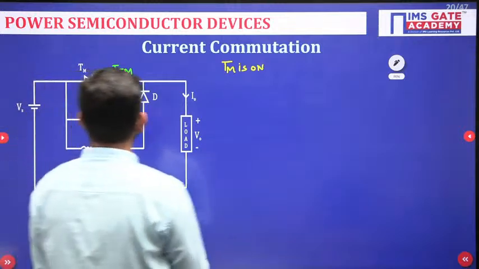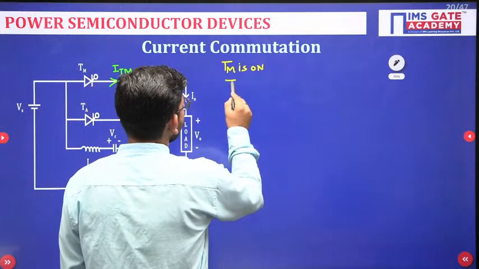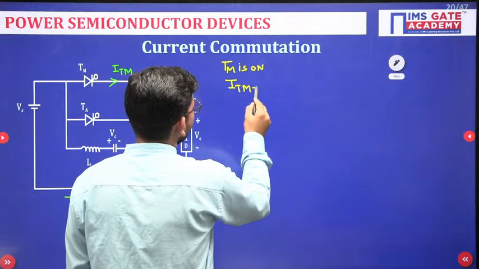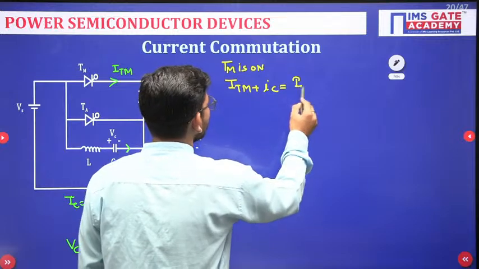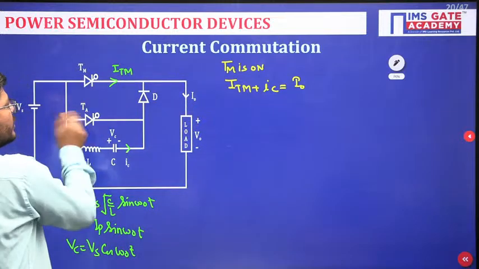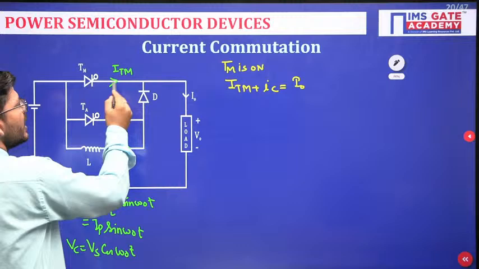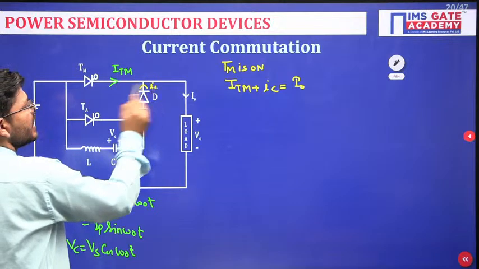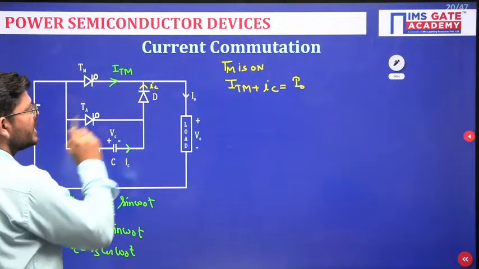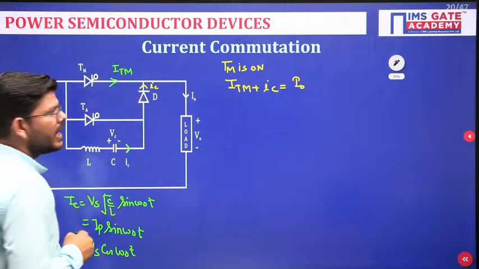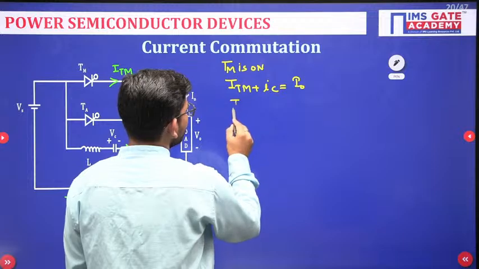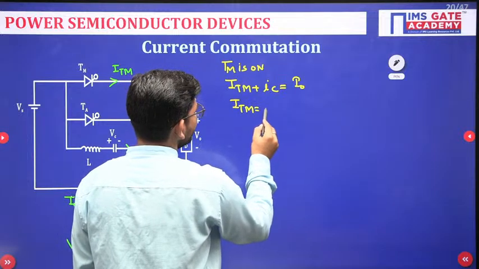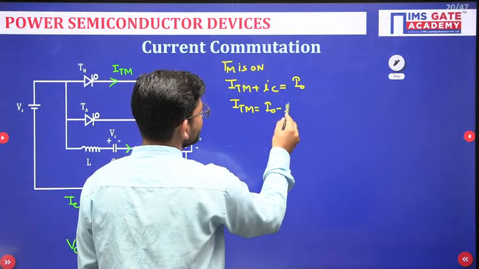So when Tm is on, at that time ITM plus this current IC together become I naught, isn't it? When Tm is on and Ta is off, you have ITM current and you have here the IC current, and together they constitute the current I naught. Now we can also write that ITM equals I naught minus IC.